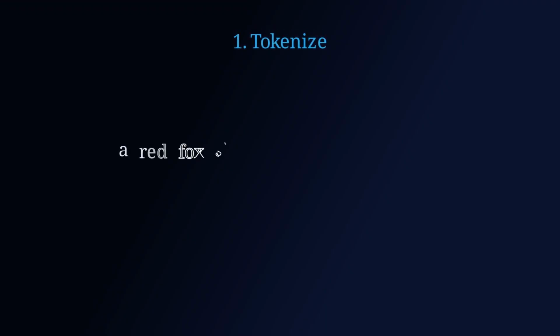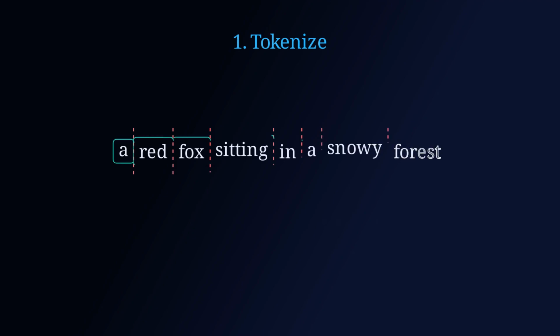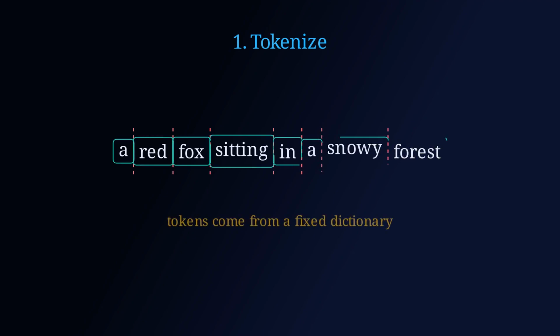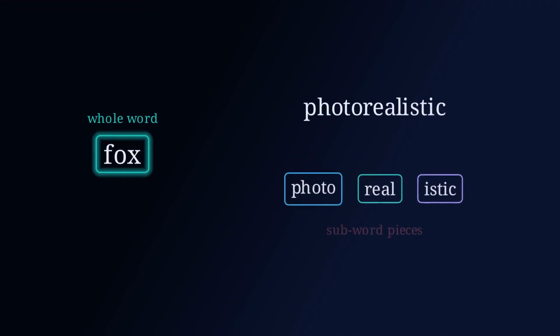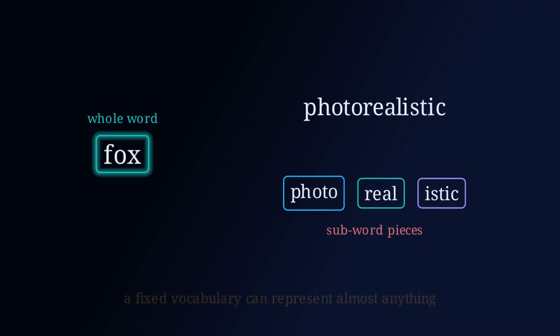Computers don't read words the way we do. Before anything else, the sentence has to be broken into pieces the model recognizes. Those pieces are called tokens, and they come from a fixed dictionary the model learned once and never changes. A token is often a whole word, but not always. Common words like fox and snow get their own single token. Rarer or longer words get split into smaller fragments, so unusual text still fits in the dictionary. This way, a fixed vocabulary can represent almost anything you type.